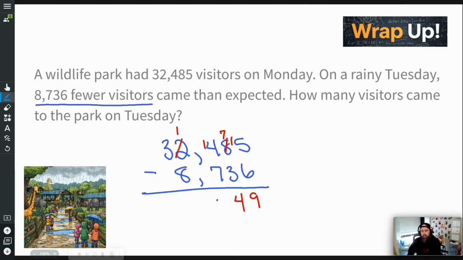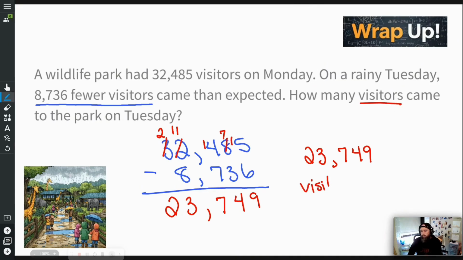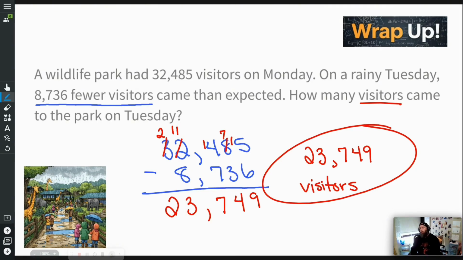14 minus 7 is 7. 1 minus 8 can't do it. Borrow 1 from 3 and call it 2. 11 minus 8 is 3. 2 minus nothing is 2. Drop down your comma. This is a word problem, so we get 23,749. And what are we talking about? Visitors. Wow.